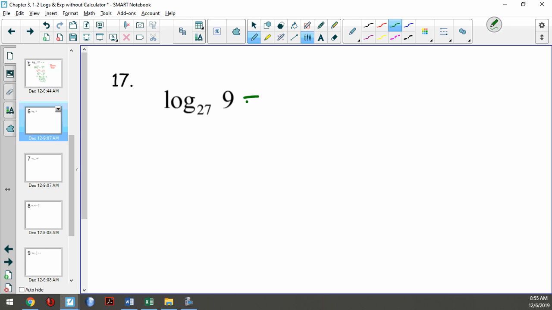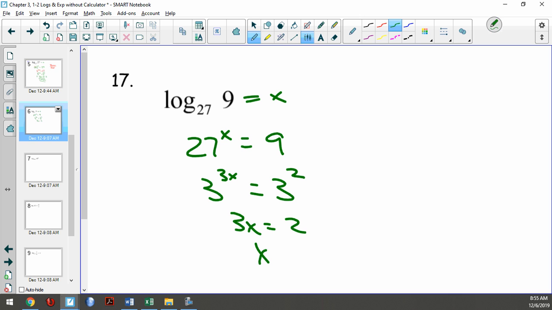Okay, so this is set equal to x. So 27 to the x is equal to 9. So how do I rewrite 27 and 9? 3 to the 3x is equal to 3 squared. So 3x is equal to 2, so x is equal to 2/3. Yes? We good?